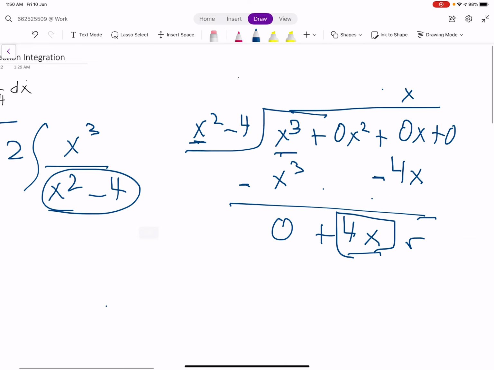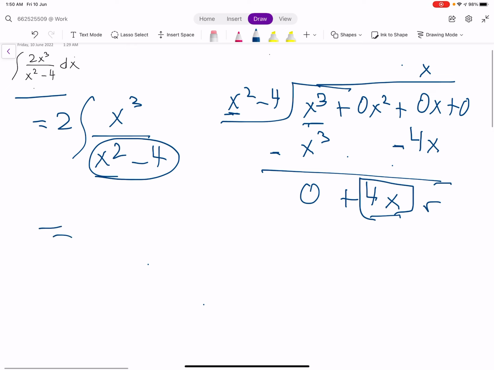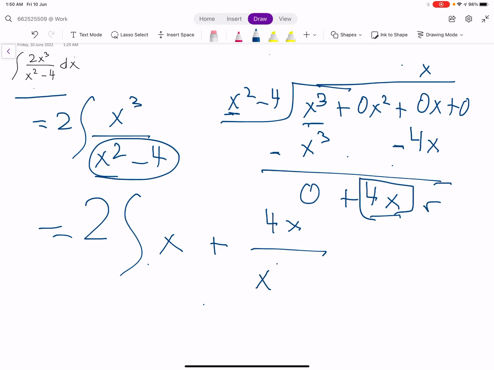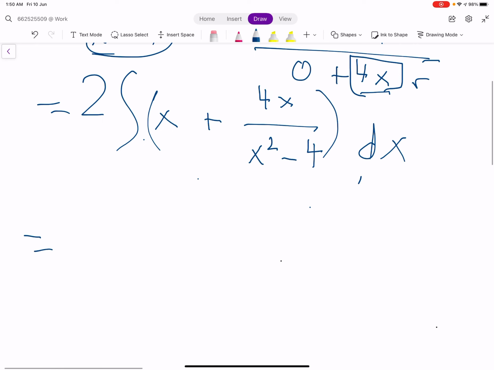Since we found our remainder, we will go back to the question. It will be 2, don't forget the 2, times x plus our remainder over our divisor. That's it. You don't need anything else. Of course, don't forget the dx. We don't need anything else. Now everything is easy and it's just like basic partial fractions.